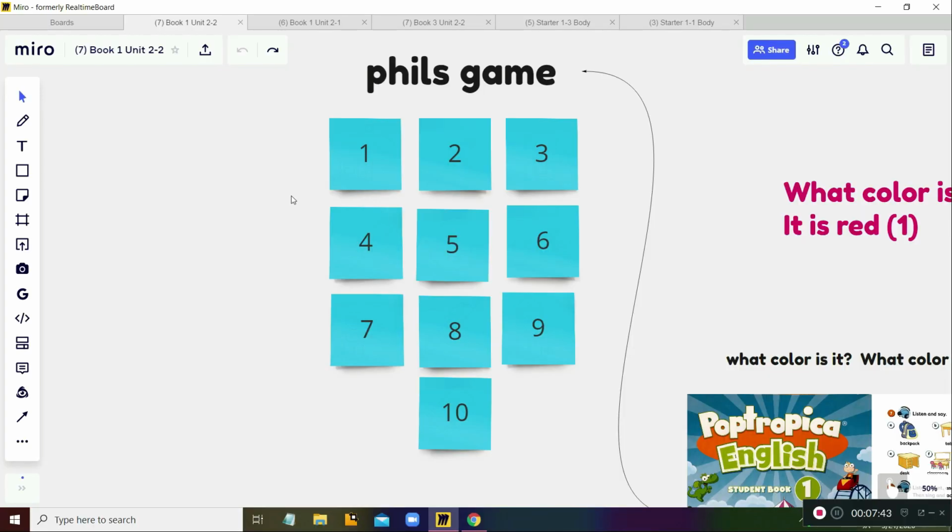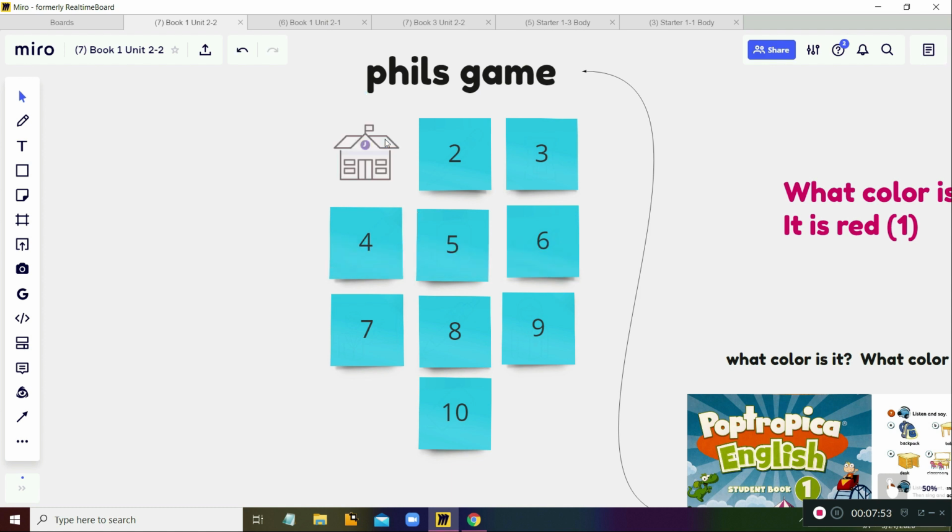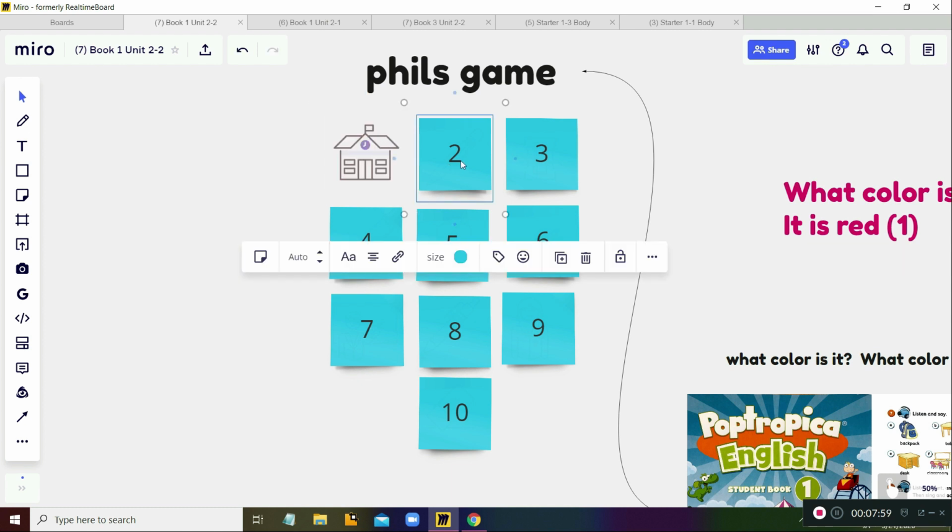Okay, number 1, Phil's game. This is a game, I don't know the name of it, but Phil told me it, so it's Phil's game. They have to remember all these 10. So you say number 1, it's a school. You show it to them. Then you hide it. What's number 1? It's a school. Then show them number 2.